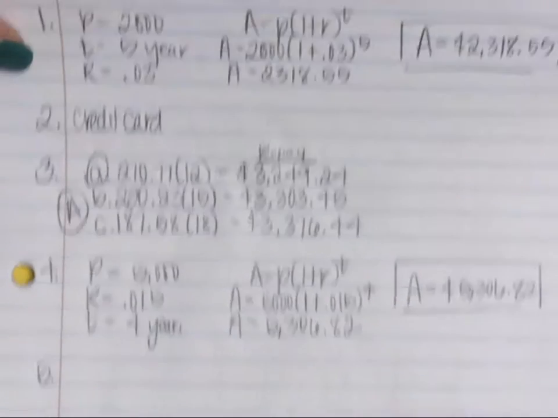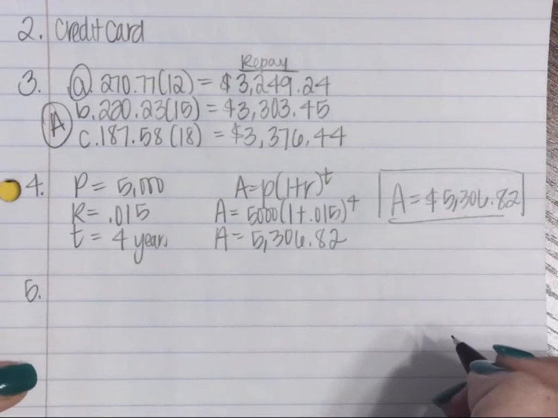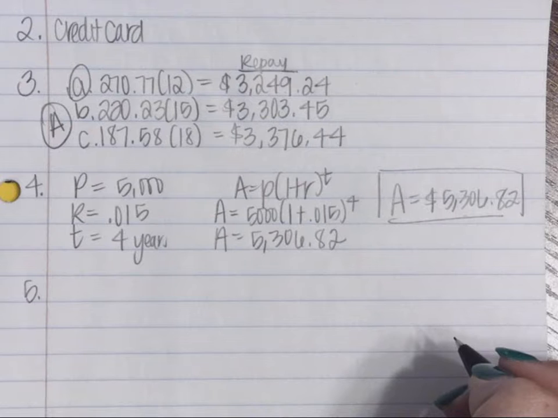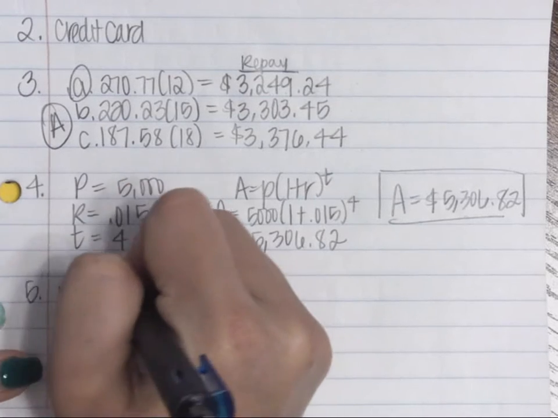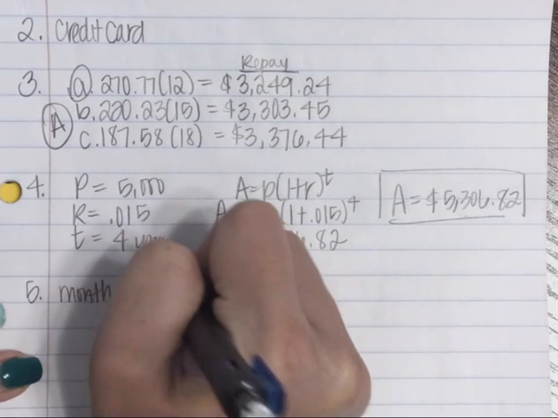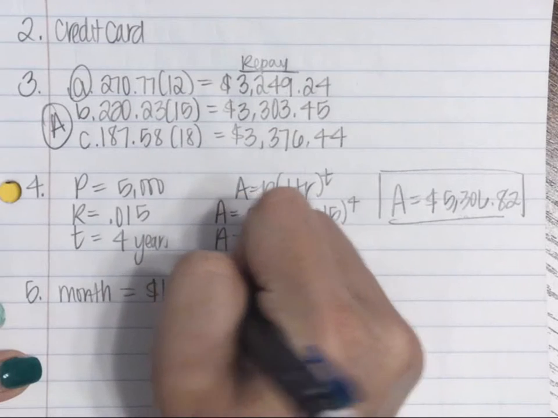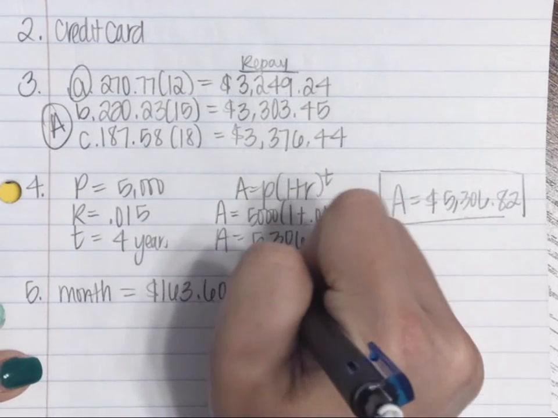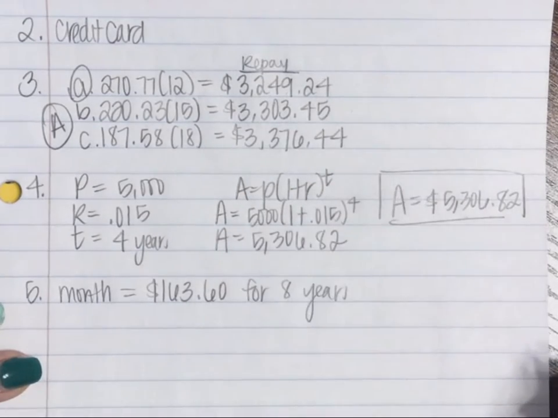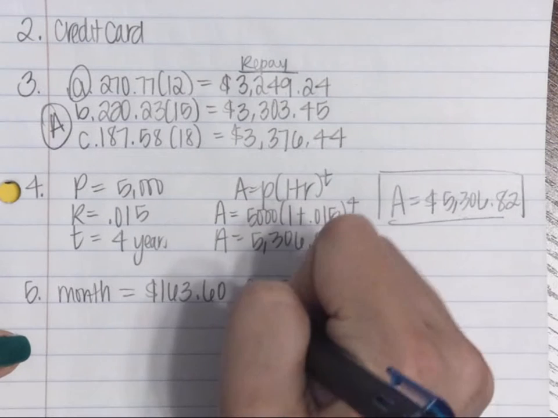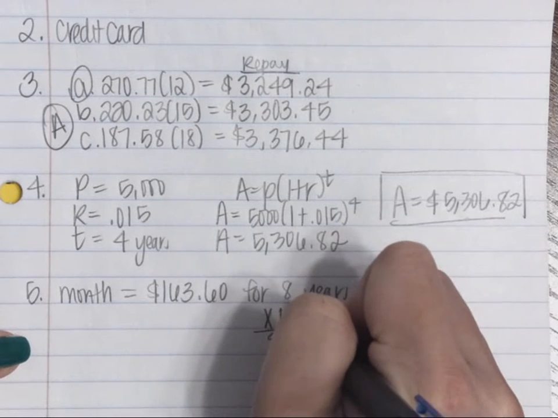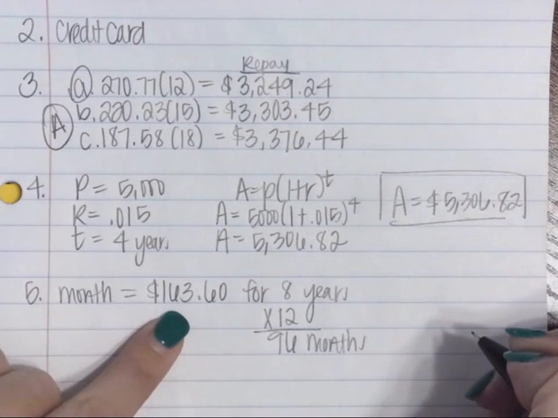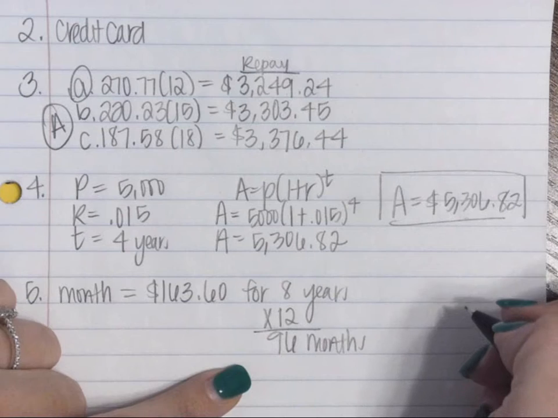Number 5, it says that Ahmad took out a loan for $12,000 for 8 years at an interest rate of 7%. He makes monthly payments of $163.60. So every month he's going to pay $163.60, and he is going to do that for 8 years in order to pay off that $12,000 loan. Well, 8 years is going to be 96 months. So he's going to pay $163.60 every month for 96 months.